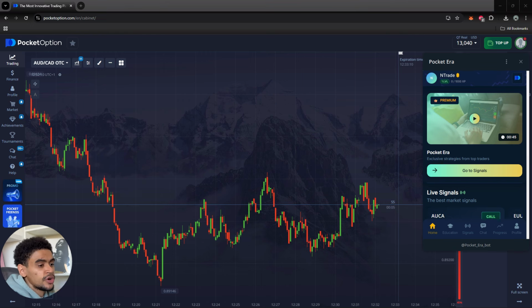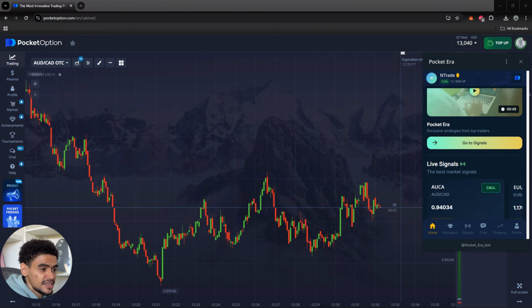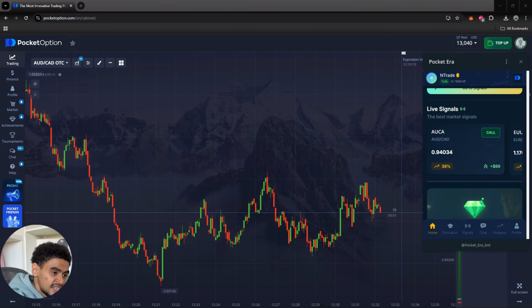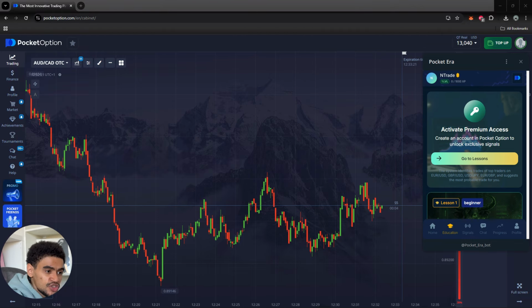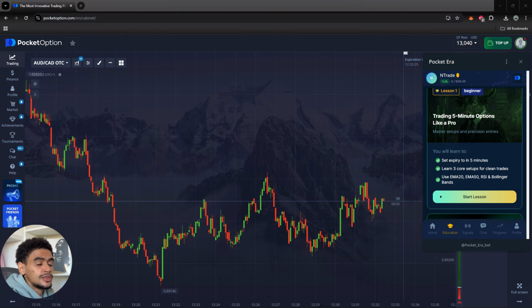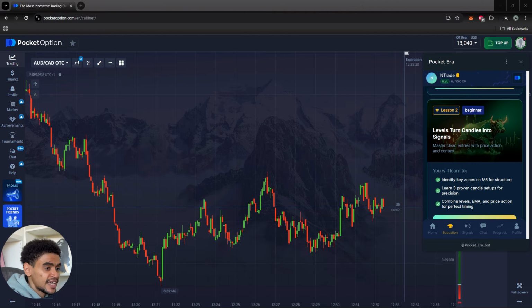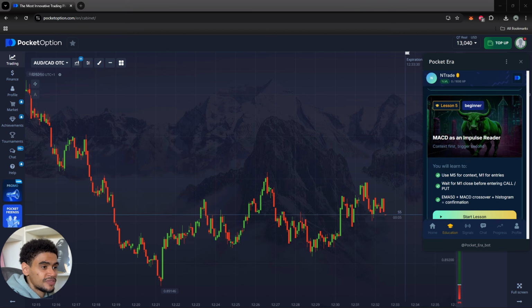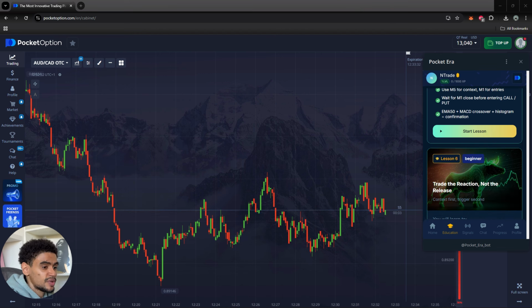And here we are in a market. We have our tool right here, and like I said, this is not just a robot, it has everything in it. We have live signals in here, we have education in here, so you can learn how to trade, learn different tools, learn different strategies, indicators. You get plenty of lessons, and this is gonna just continue expanding.